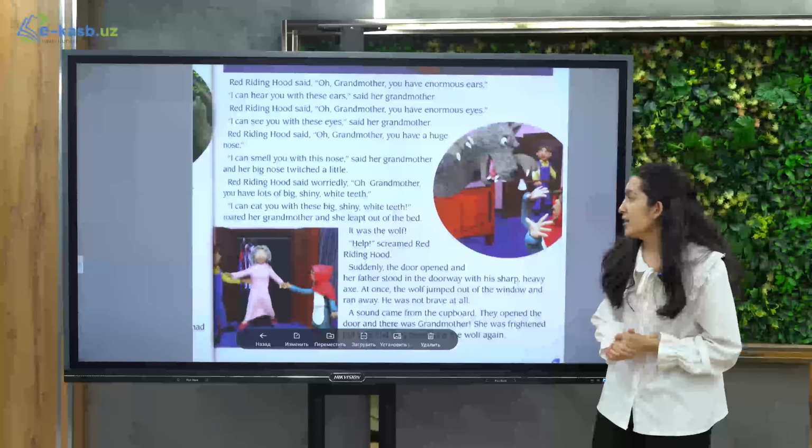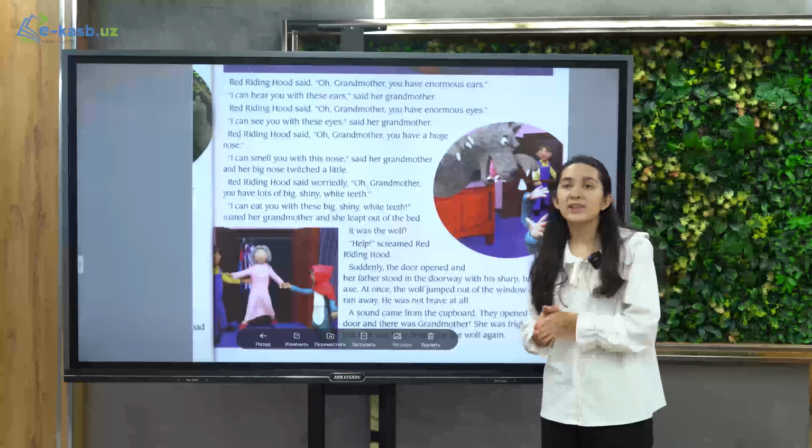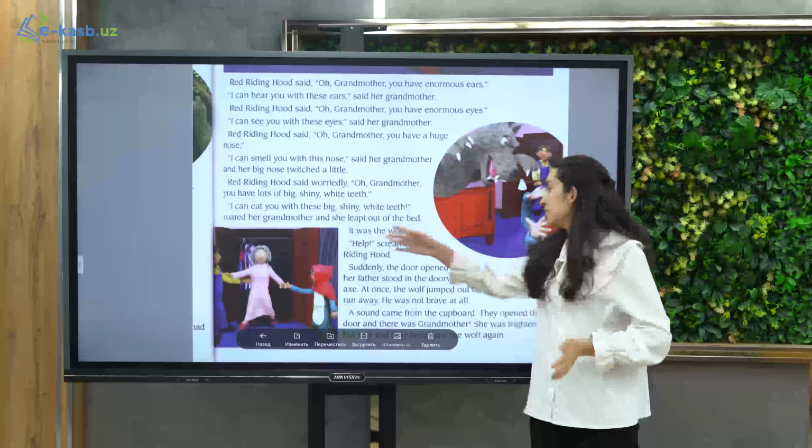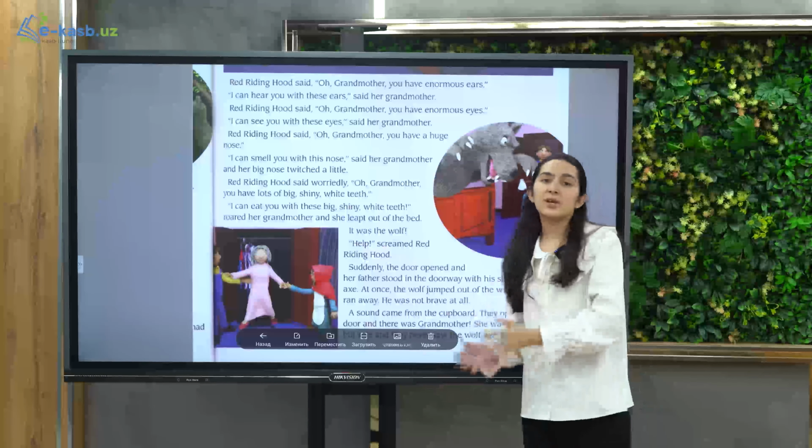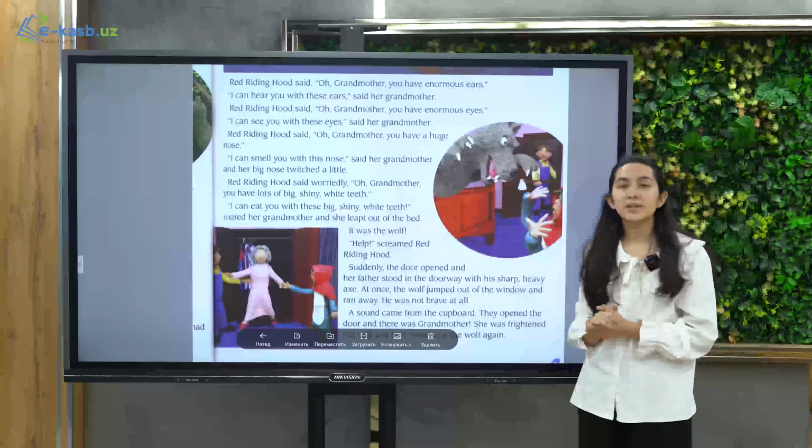So Red Riding Hood said, "Oh, grandmother, you've got enormous ears." Enormous, what was it? Yes, of course, very big, huge. "So I can hear you with these ears," said the grandmother.